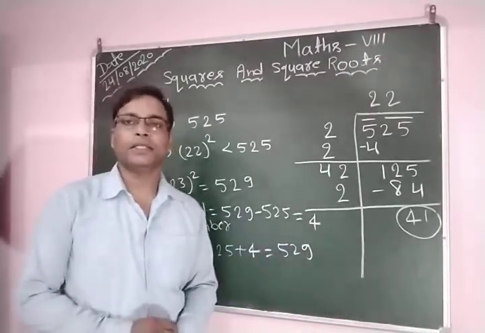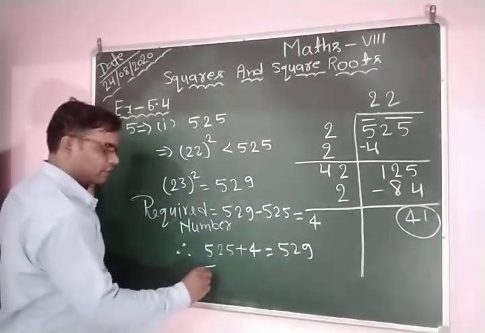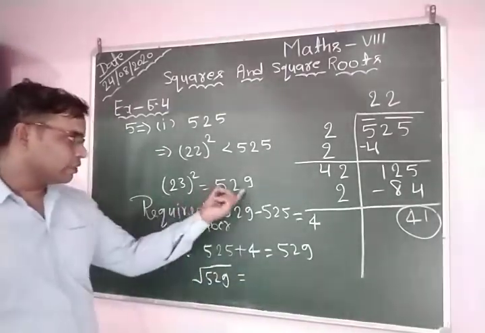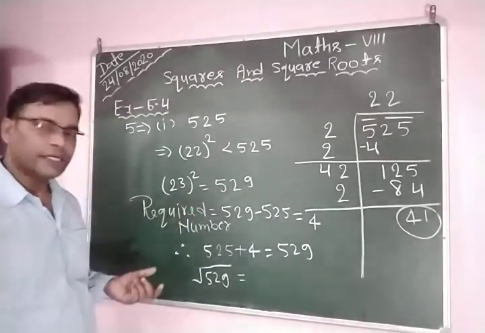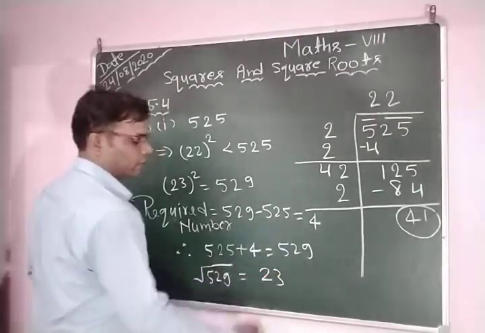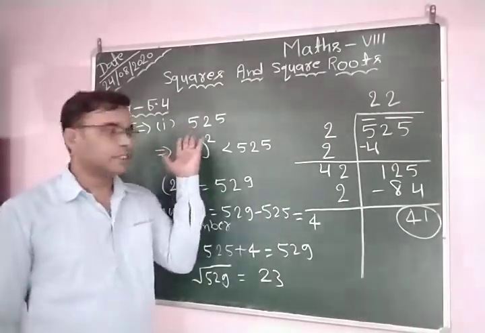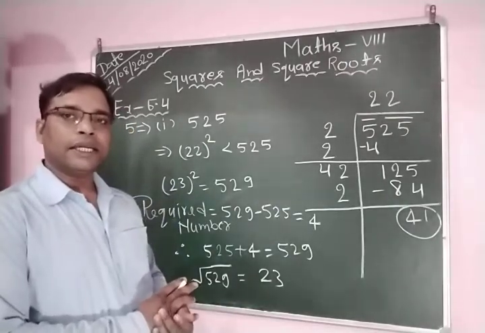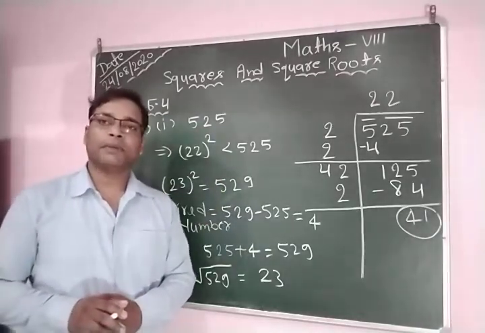Now we find the square root of this number. So square root of this number is equal to under root 529, and you can see 529. This is square of 23. So you can find the square root of 529. This is equal to 23. Okay. So this is the given question: find the least number that is added to 525 so that it becomes a perfect square number.